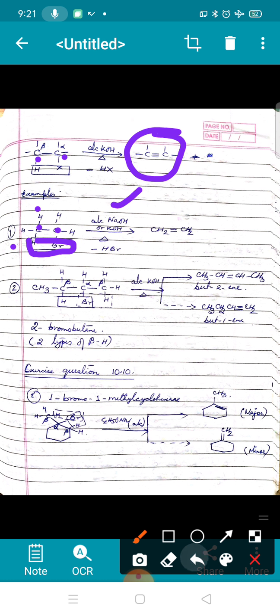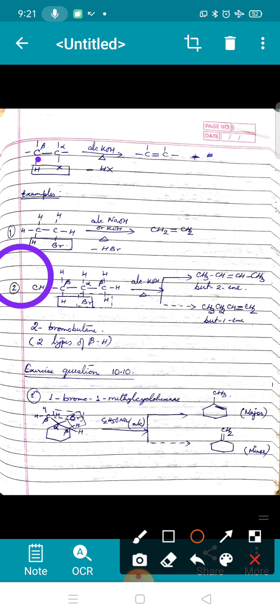Now let us talk about the Saytzeff rule. To understand this Saytzeff rule, we have taken example number 2. Check here, this example, we have taken 2-bromobutane. 1, 2, 3, 4 carbons here, and in the 2 position we have a bromine. So the name of this is 2-bromobutane. Now in this 2-bromobutane, you can see the carbon which bears the halogen is the alpha carbon, and on right and left there are 2 beta positions, and both the beta carbons have hydrogens attached to them.